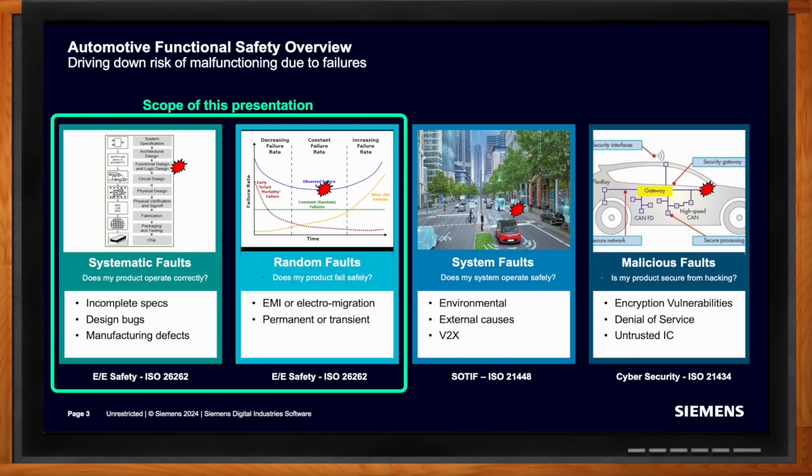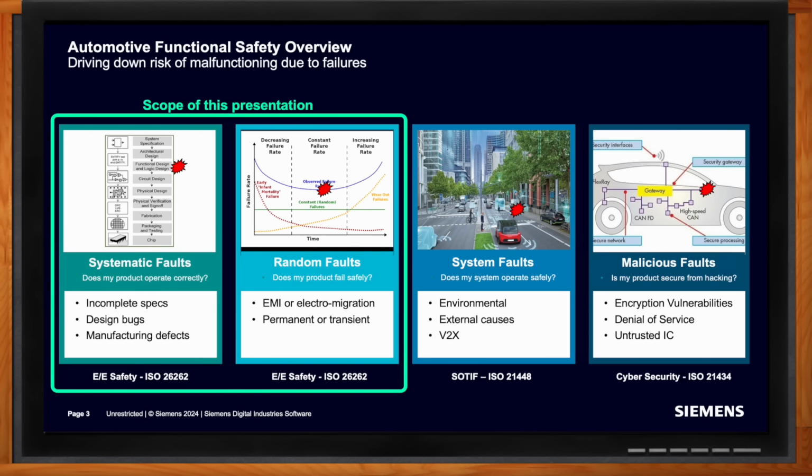When we talk about SOTIF, which is outside of the scope of this presentation, that's another standard that actually looks at system faults and ensures that automotive systems operate safely under all scenarios and environmental conditions. And then when you talk about malicious faults, that's really security. So it's covered by ISO 21434, and that ensures that automotive systems are safe from any kind of malicious attack. But again, this talk really focuses on ISO 26262 and the methodology around that standard.